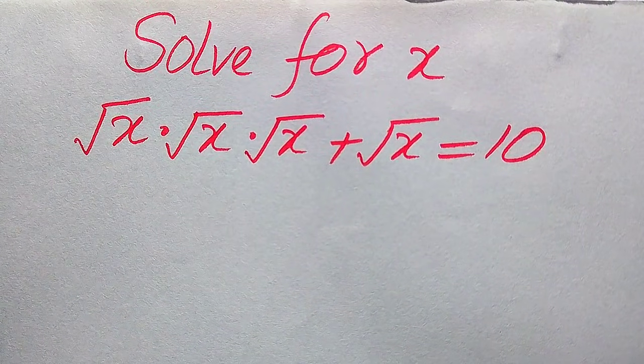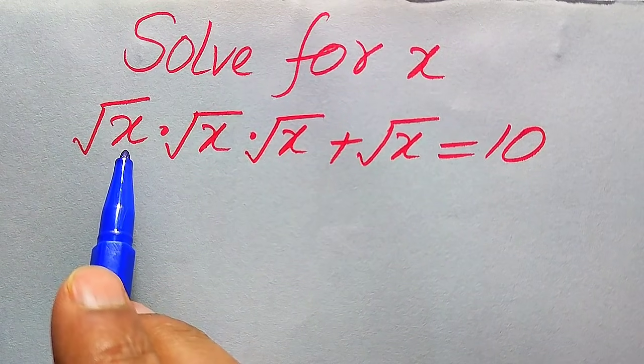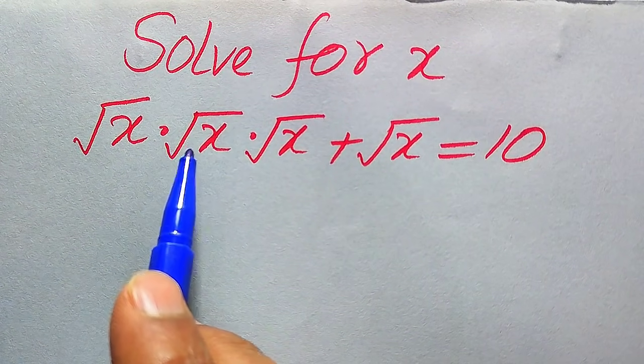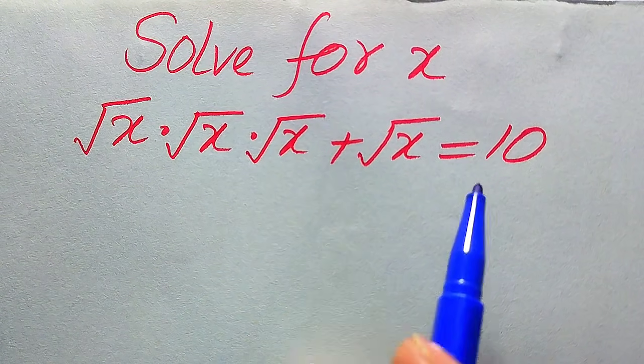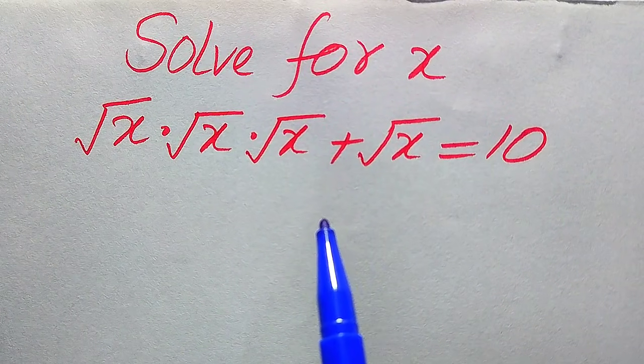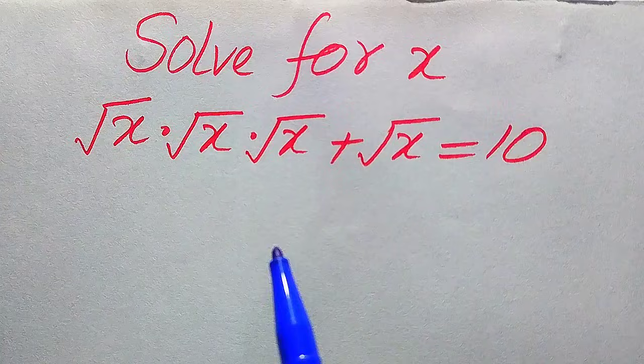Hello everyone, how to solve this problem for the values of x if we have x square root of x multiplied by square root of x multiplied by square root of x plus square root of x is equal to 10, and we solve this problem for all the values of x.